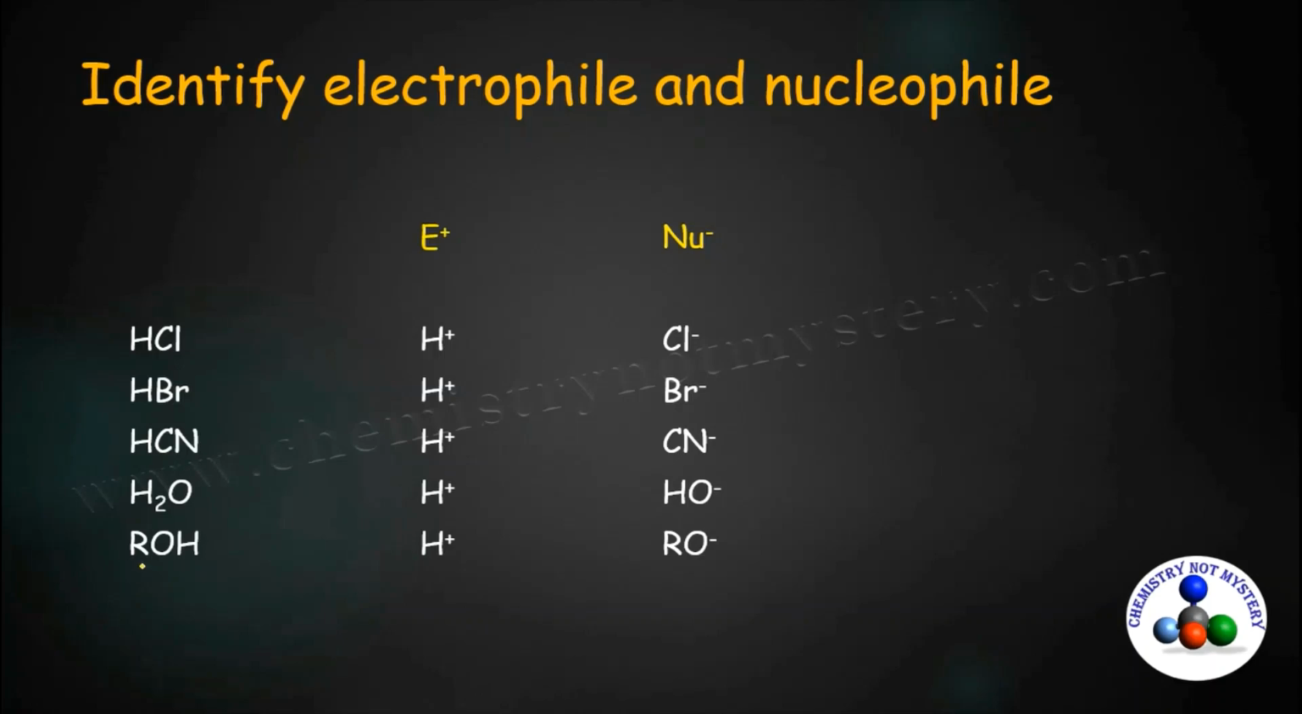If we take the example of ROH, is alcohol. So in alcohol, H plus will be the electrophile and RO negative alkoxide ion will be the nucleophile. Now ROR, this is ether molecule. In ether, R plus will be the electrophile and RO negative alkoxide ion will be the nucleophile.